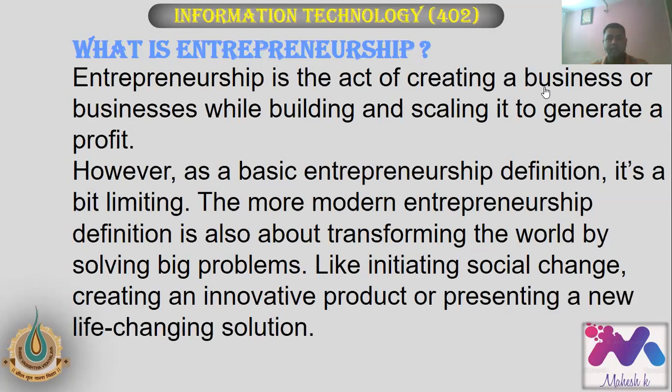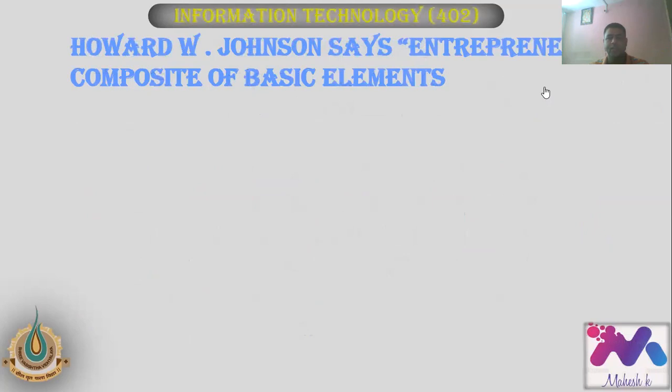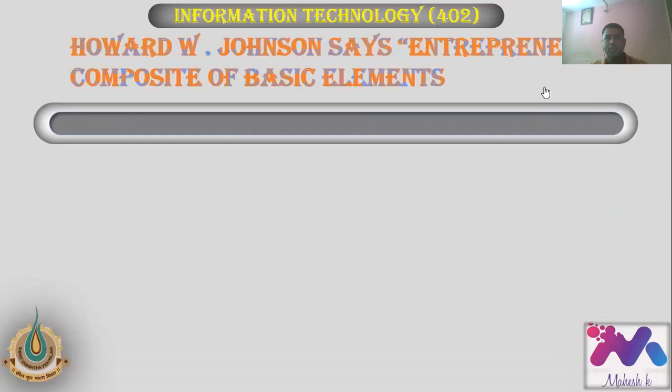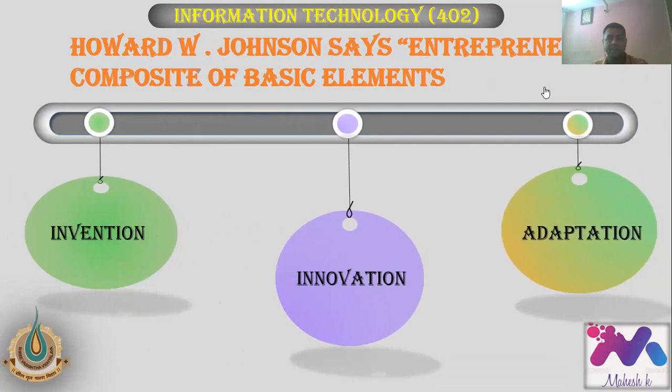So entrepreneurship is nothing but a person who sets up a business, taking on financial risk in the hope of profit. So that is the main thing. And showing innovative products on the market, doing invention, innovation, adaptation, right? So Howard W. Johnson says entrepreneurship is a composite of basic elements. So three basic elements are there: invention, innovation, and adaptation.